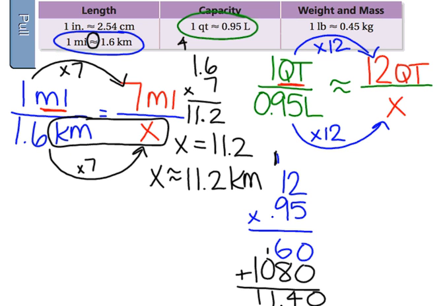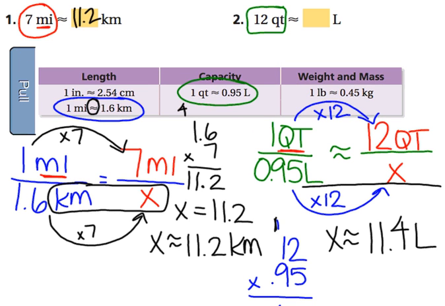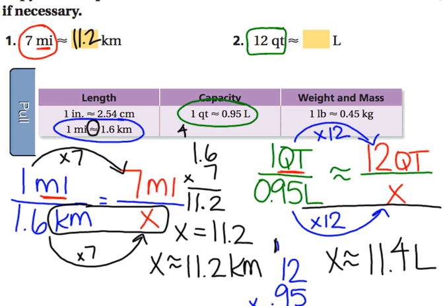And the decimal point will go 2 places over. So x is approximately equal to 11 4/10, and the units need to match up, so this is going to be liters. And then back up in the problem, 12 quarts is approximately equal to 11 4/10 of a liter.